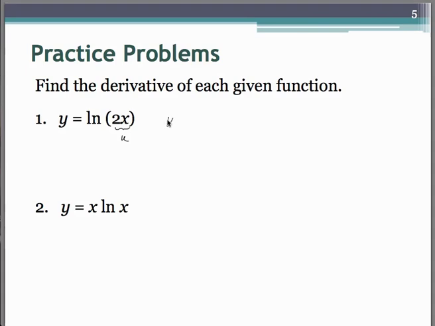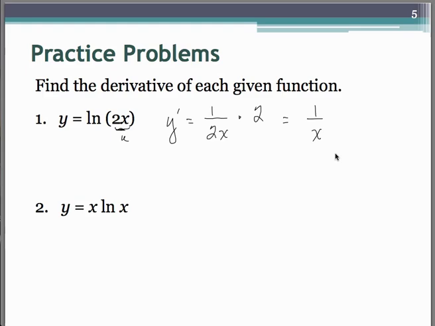So our derivative is going to be 1 over the argument, 1 over 2x. But then we need to multiply by the derivative of 2x. Obviously the 2's cancel, so you're left with 1 over x. Interesting. If you think about it, if it was natural log of any number times x, that's how it's going to end up. It's still 1 over x.